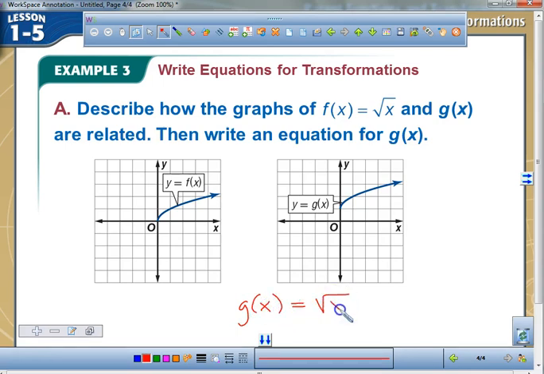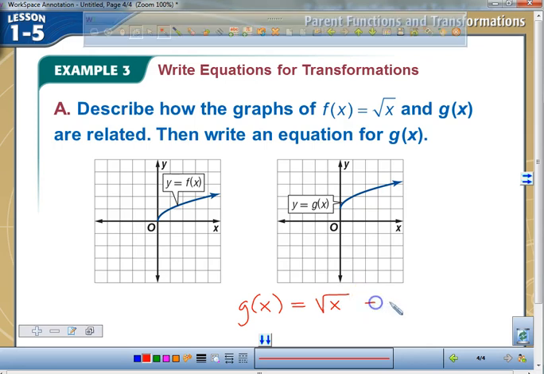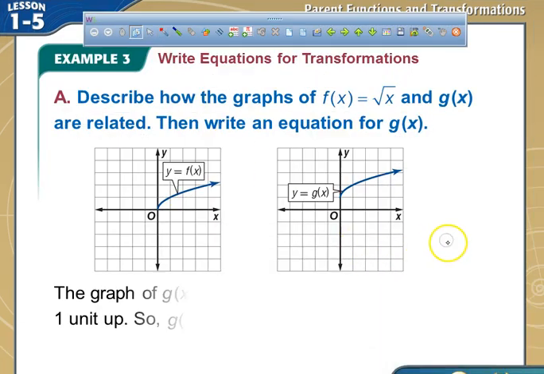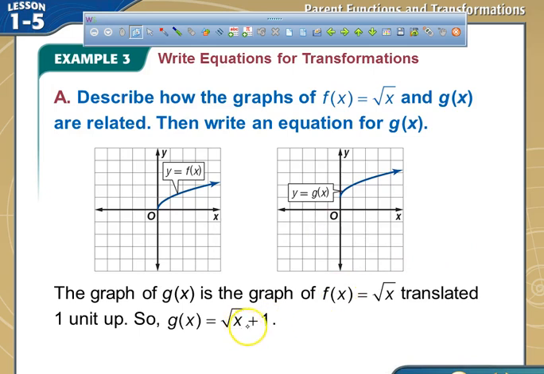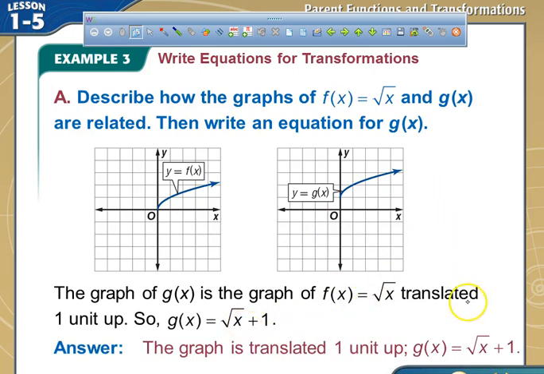We have our original function, the square root of x, and what are we going to do? We're just going to add, not subtract, but add 1, right? And that should move this sucker up 1 unit. Let's see. Okay, there it is, the square root of x plus 1. Very good.